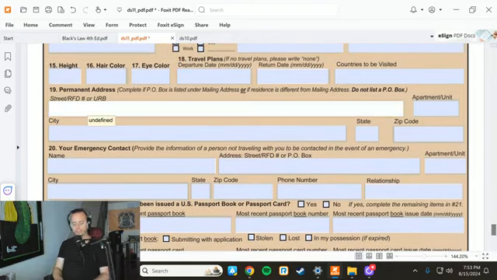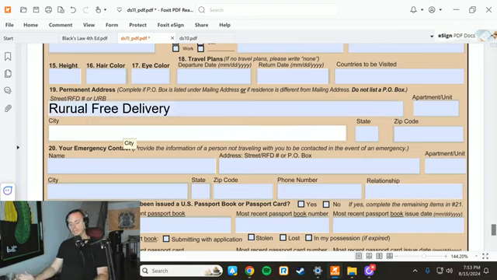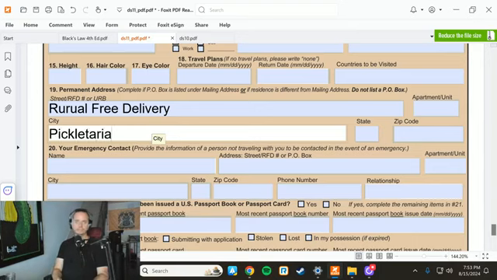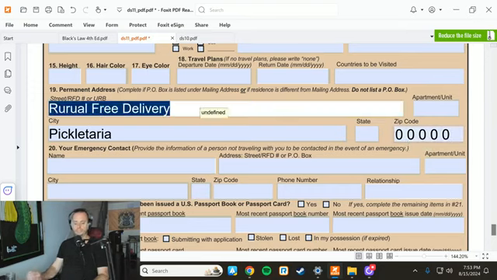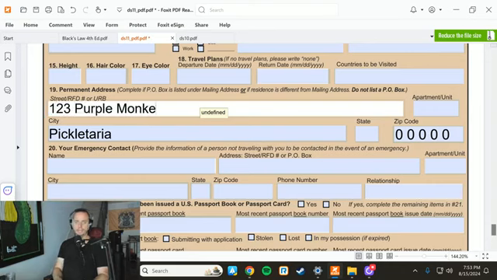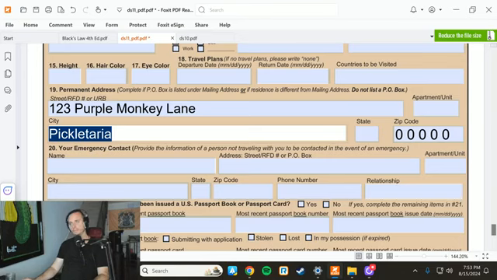Permanent address, you can put rural free delivery. You can look up what that means if you want. You can put the city, I suppose, if you want. You could put like Pickle Taria. And then zip code is going to be 5 zeros, right? This is where you are naturalized into. You can also do something like 123 Purple Monkey Lane. This is probably how I'd do it if I were to do a new one, something like this.